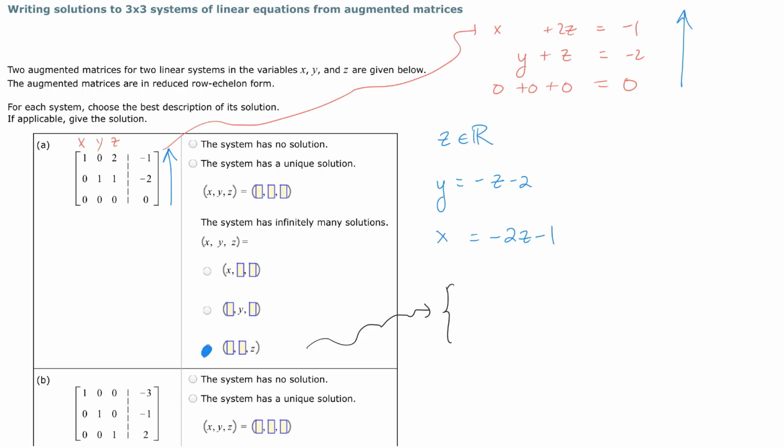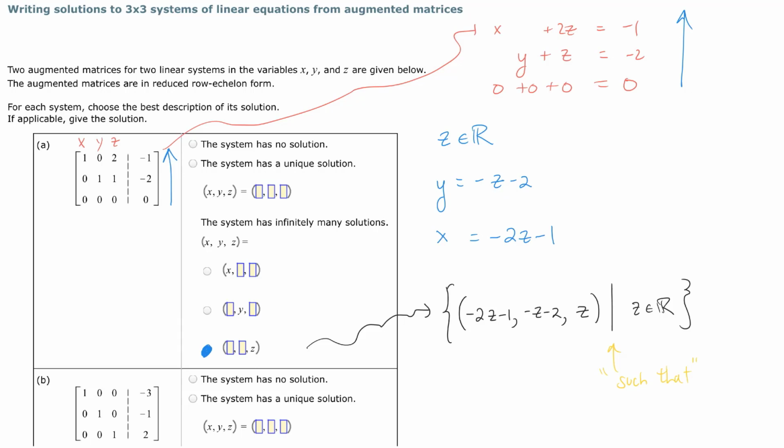And the solution set is going to be the set of all ordered triples such that the first component is negative 2z minus 1, comma. The second component is negative z minus 2, comma. And then the third component is z, such that z is in the set of real numbers. In other words, there's an infinite number of solutions here. Remember, how do you read that vertical bar? That's "such that" in set builder notation.